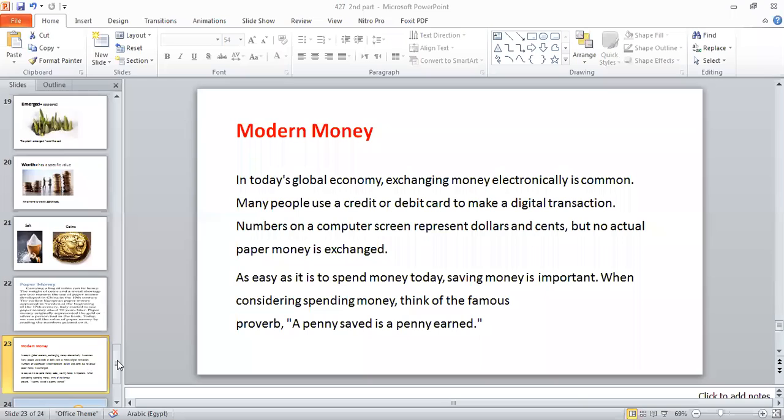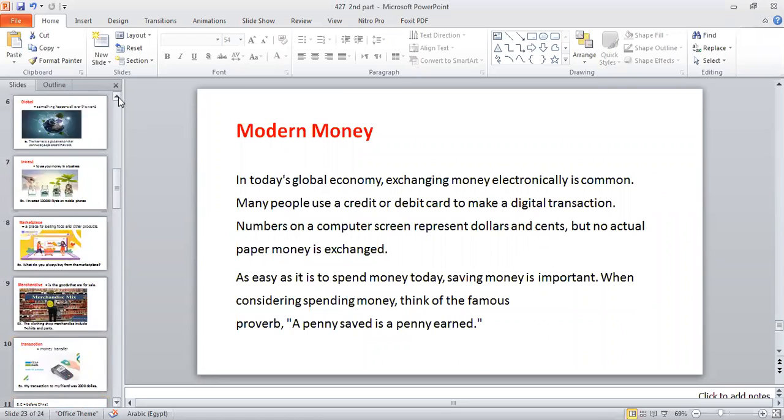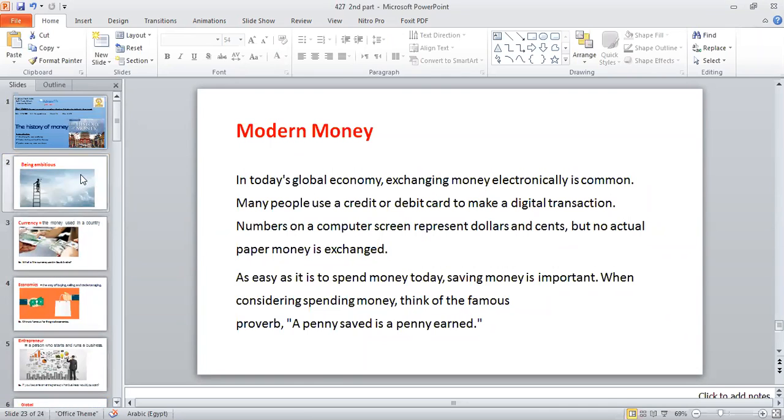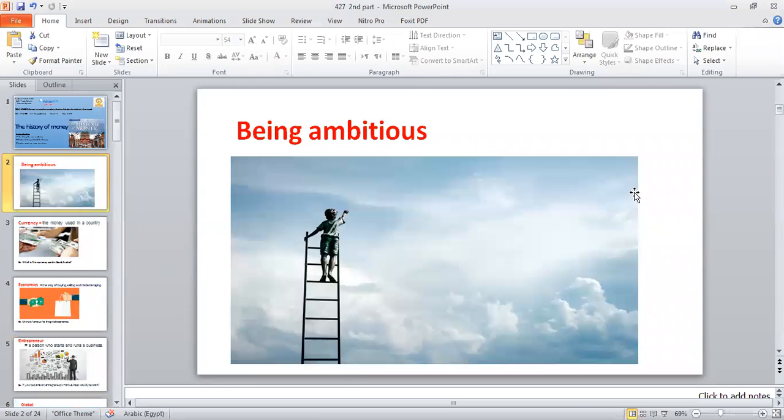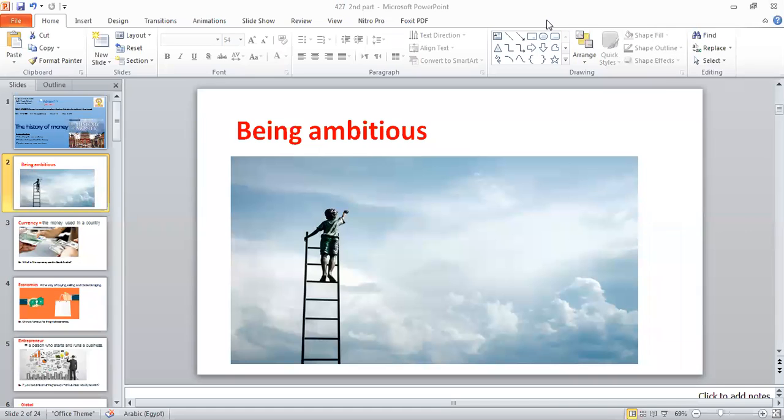That's all for today's session. But before we end, let me remind you of the value for this week, which is being ambitious. Can anyone tell the meaning of ambitious? Quickly, if you know the meaning, raise your hand. It's something related to the future.